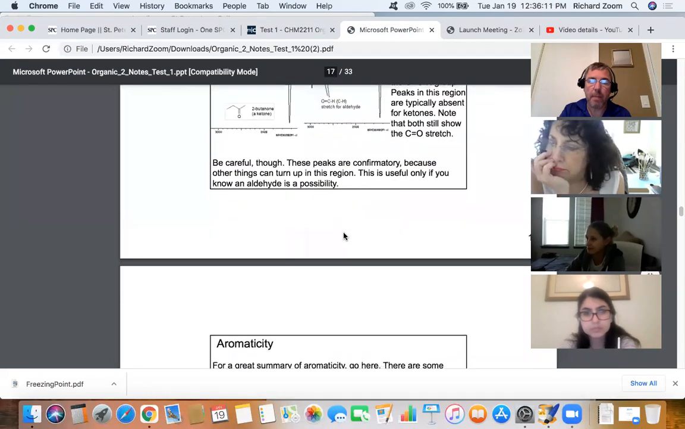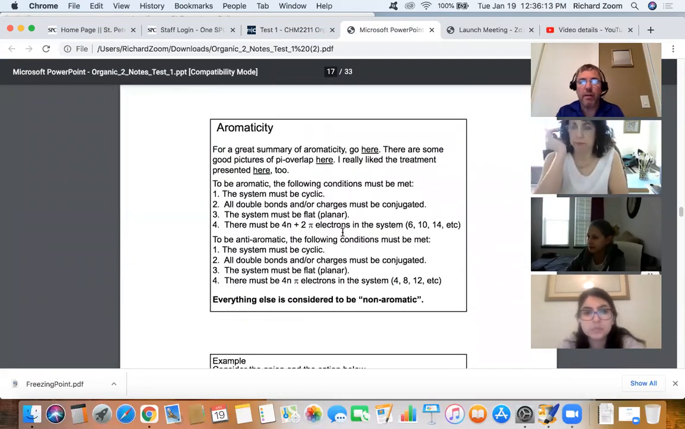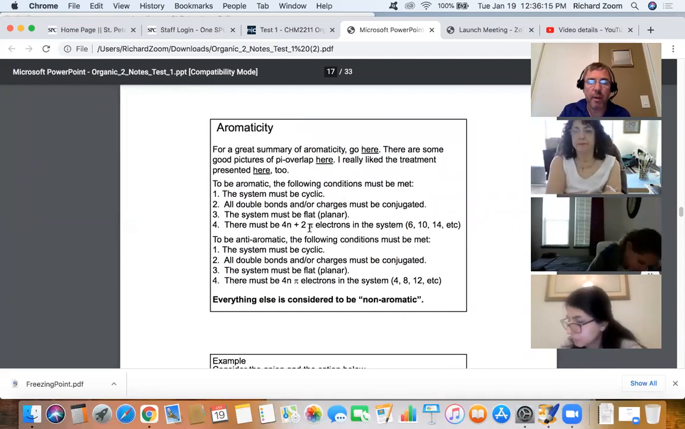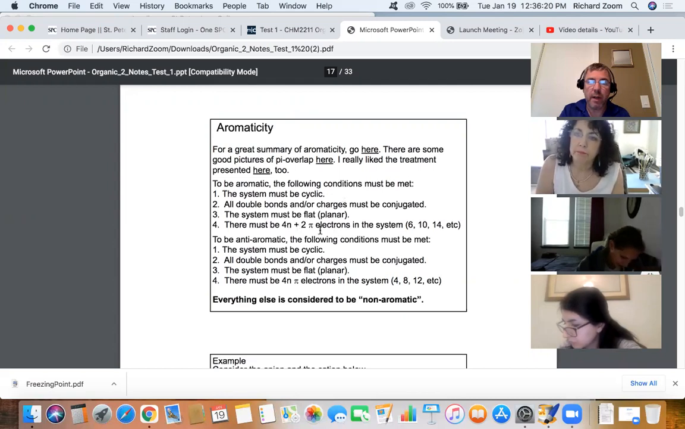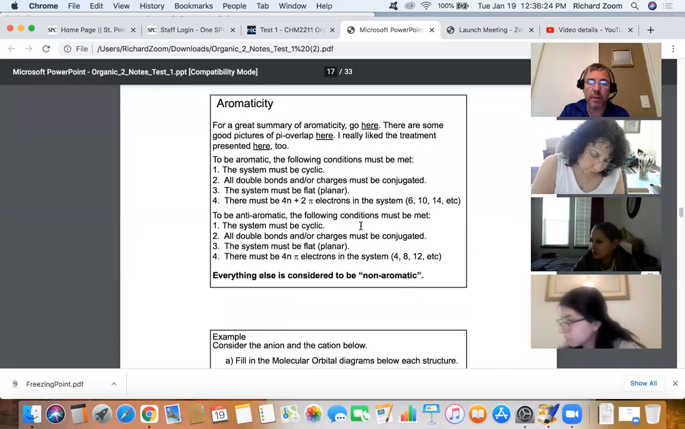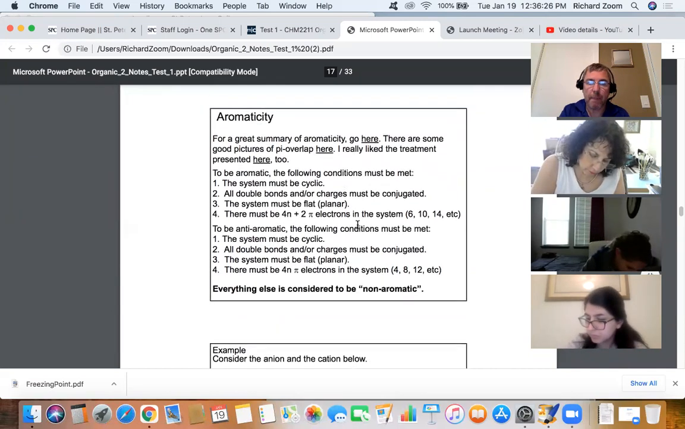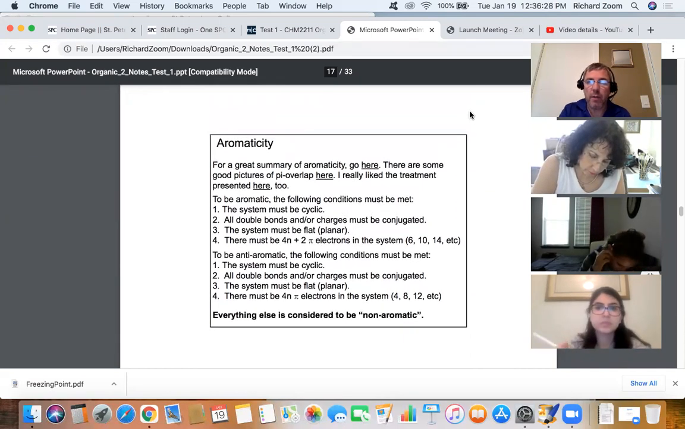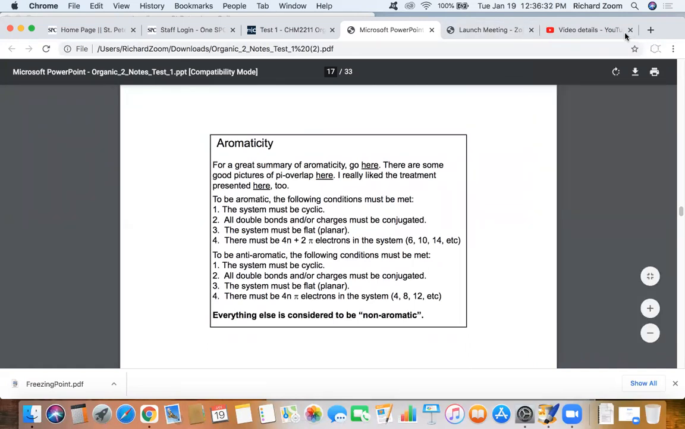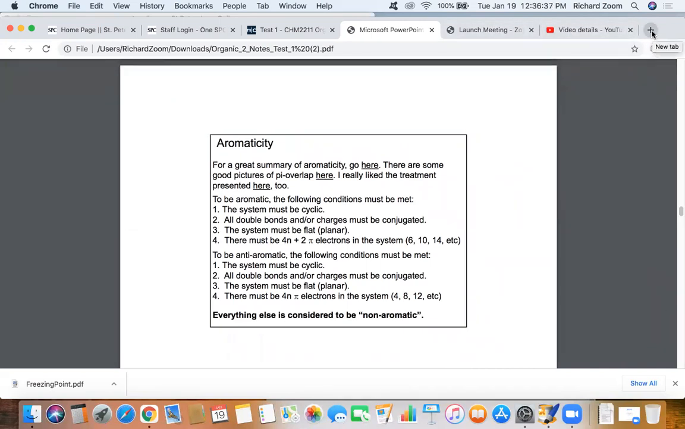Okay. So we're going to start here on aromaticity, and we're looking specifically at aromatic systems. So let's start with that. I'm going to give you a fairly quick and dirty explanation of what's going on.